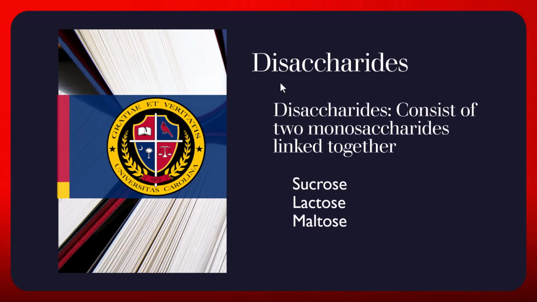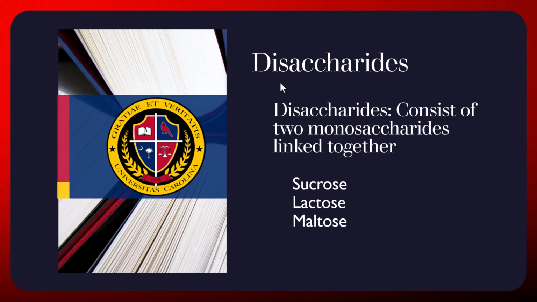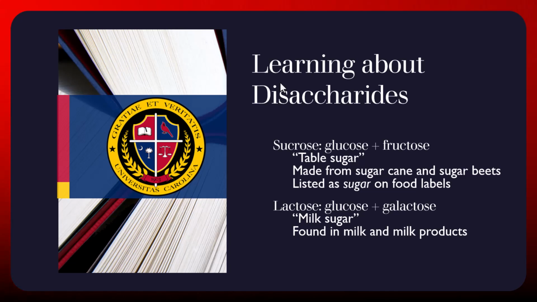Now let's discuss disaccharides in more detail. Disaccharides, as we said, consist of two monosaccharides linked together and include sucrose, lactose, and maltose, as we just mentioned. So when we combine glucose and fructose, we get sucrose. That's called table sugar. It's the sugar that sits in the restaurant in the jar on the table.